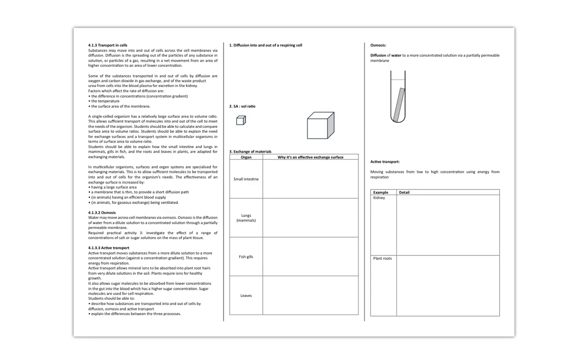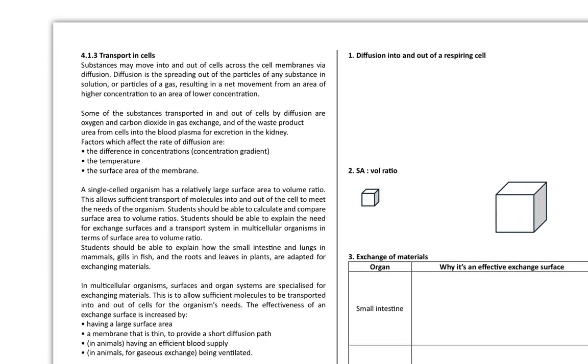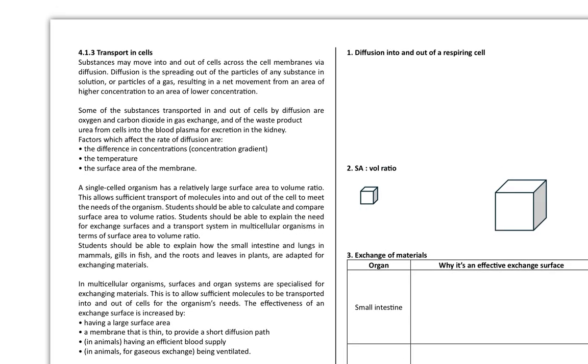Hello and welcome to topic one, transporting cells. A quick look at the first bit of spec. So really it's all about diffusion and knowing about what diffusion is and why it's important. So let's look at it. And the bullet points are always worth paying attention to. Concentration difference, temperature or surface area of membrane.